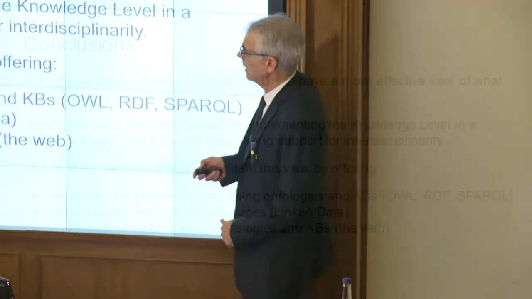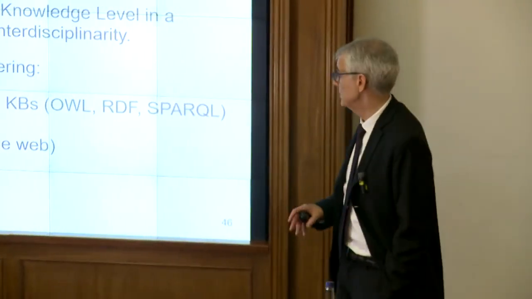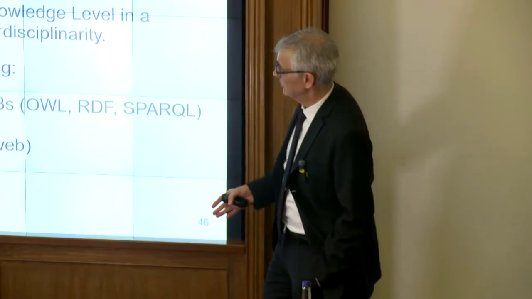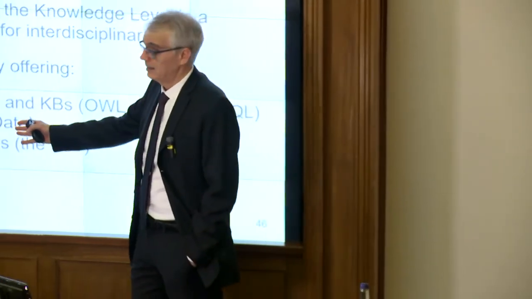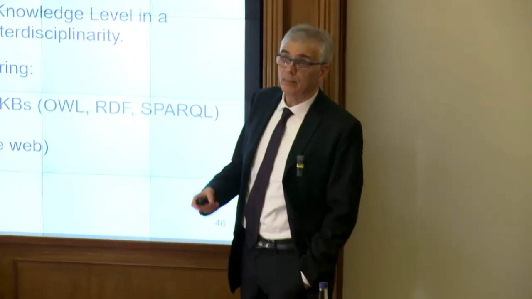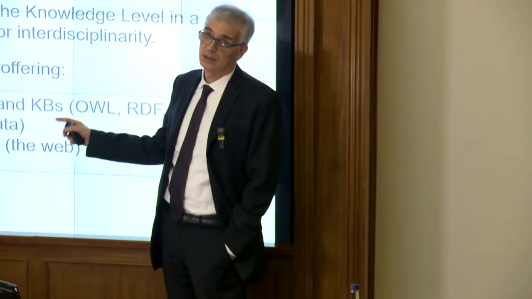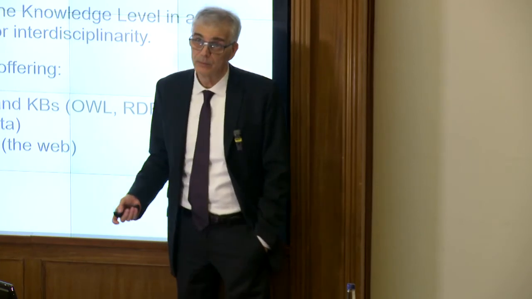So let's have a try, and let's develop our own ontology, and we will evolve it if it proves not to be working. The third element of the recipe, knowledge level and ontology, is the web. The web, in my opinion, gives a big help. First of all, it has created the languages for expressing ontologies and knowledge bases. You know these standards very well. It has given guidelines for using these languages, linked data, and it has given a big infrastructure for sharing whatever we build using these languages and these guidelines, which is the web itself.